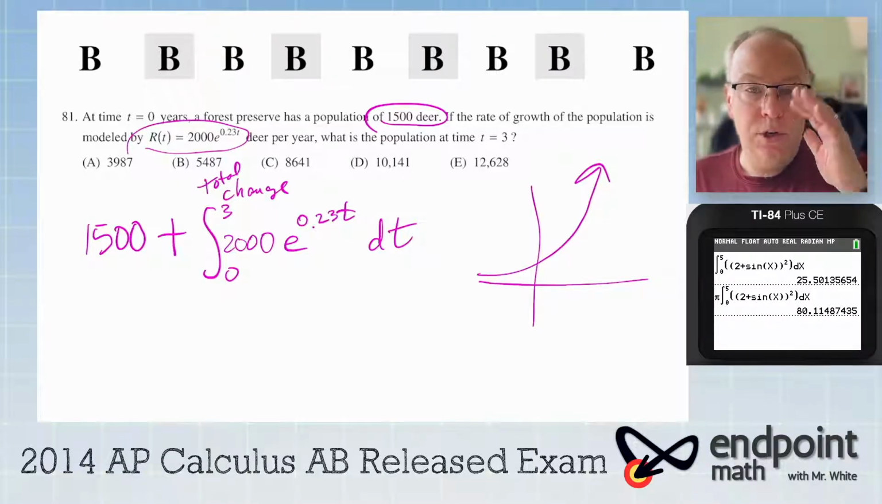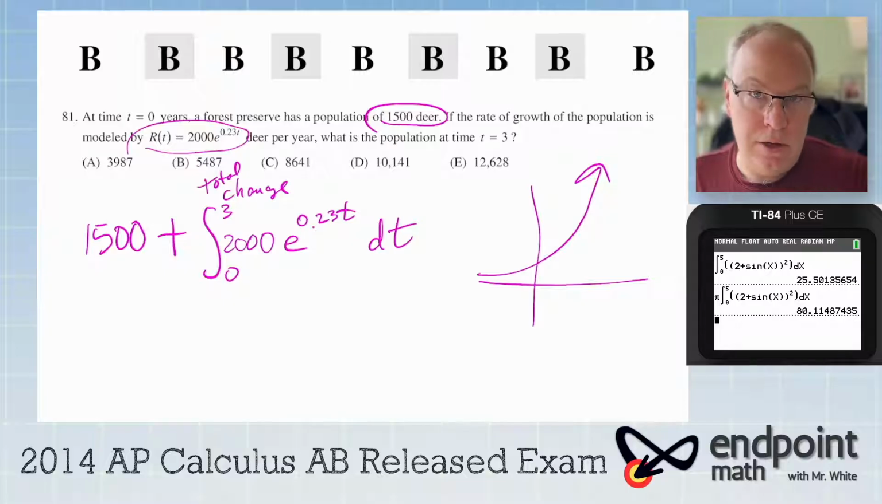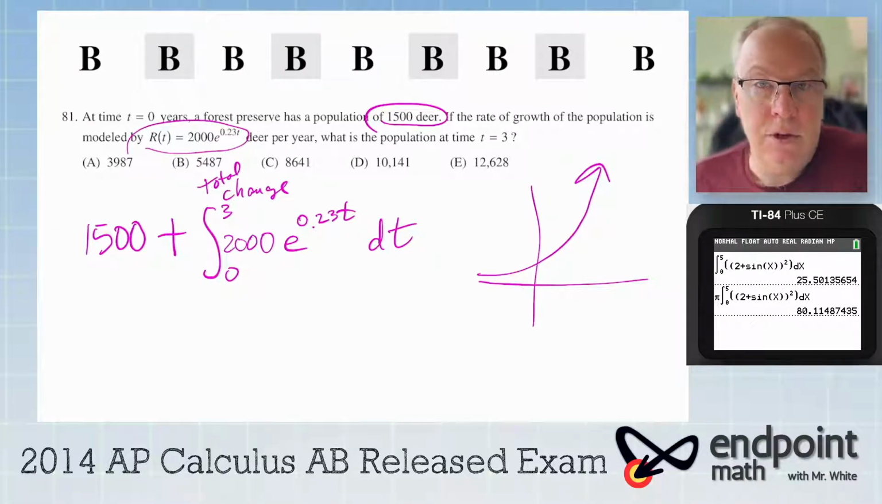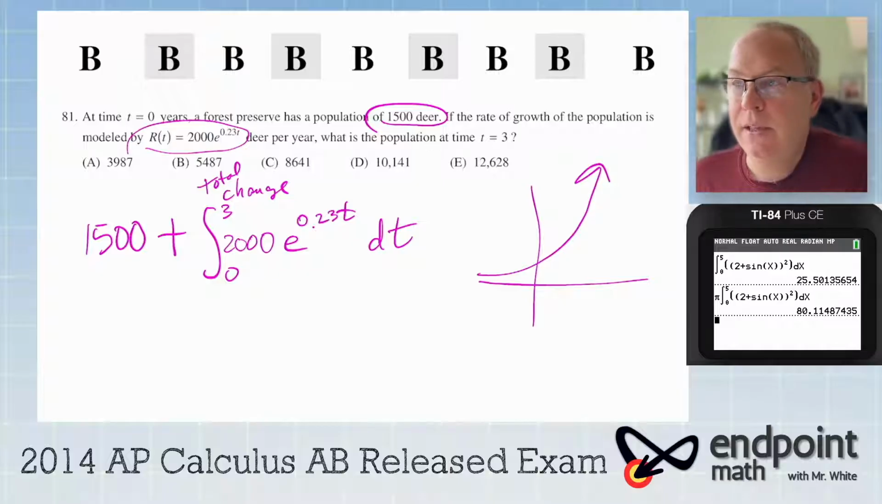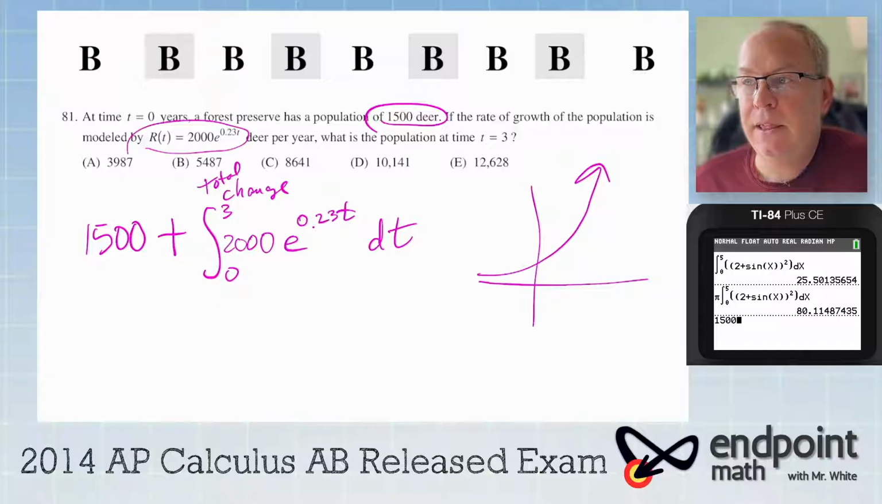Now, of course, you could do this integral pretty quickly since the integral of e to the u is just e to the u, right? And then you have to take into account the chain, which we do have here. But you know what? I think it's still going to be faster to just plug this in. So let's do that. Let's go back to the calculator. We'll type 1,500 plus so that we do not forget that.